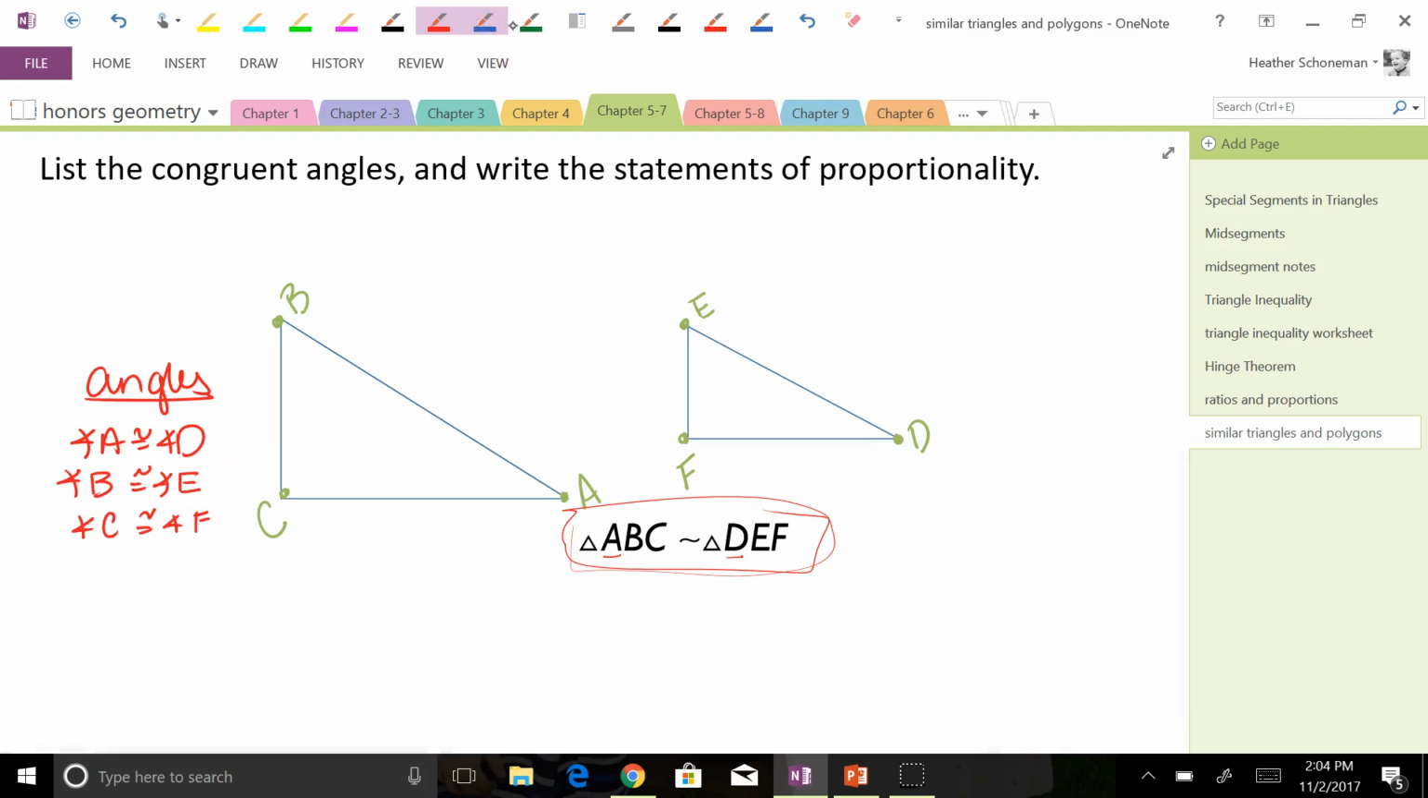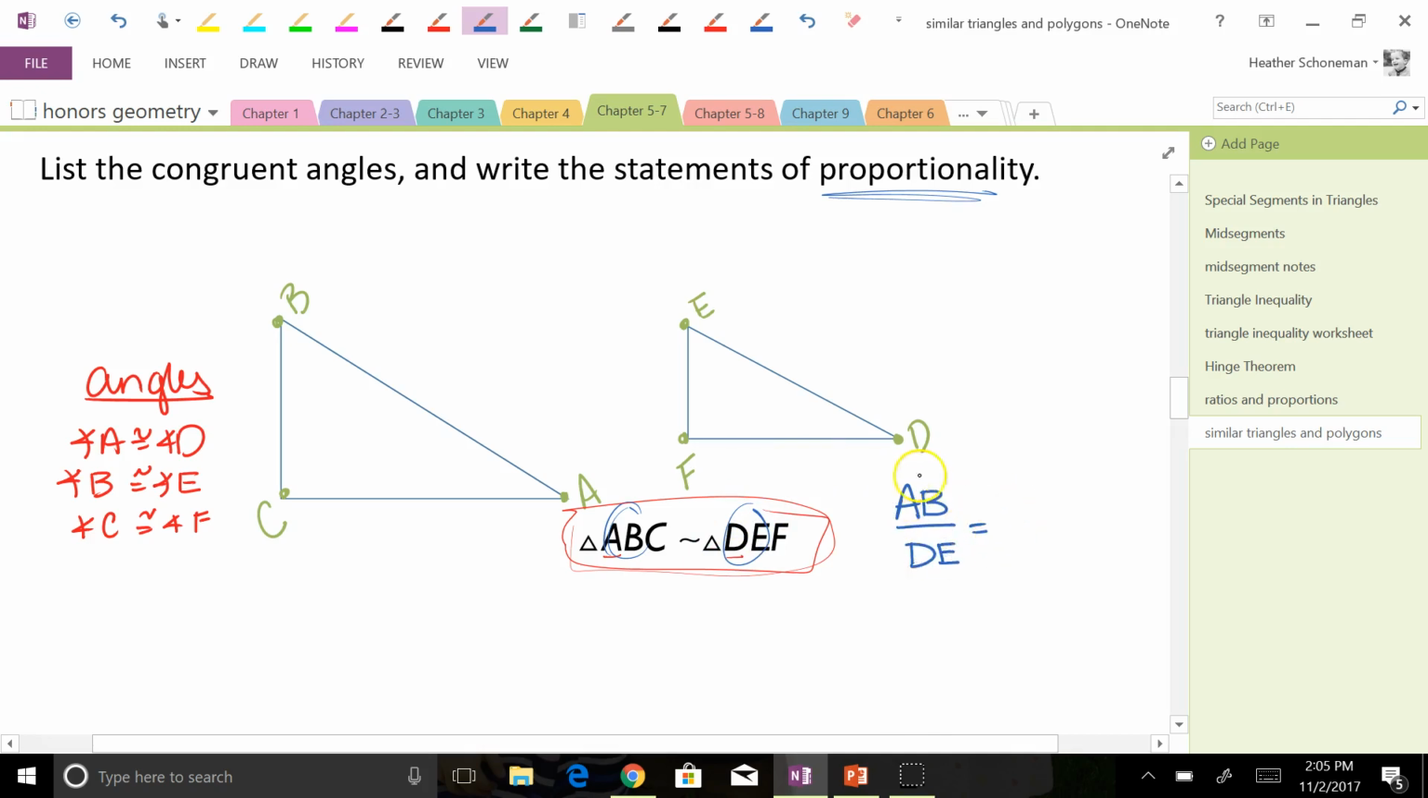Now, the sides are a little bit different because they're not equal. Remember, they're proportional. So we're going to write them as ratios, but we're still going to match them up the same. AB is listed first, so AB is matched with DE. So I'm going to put AB over DE equals.